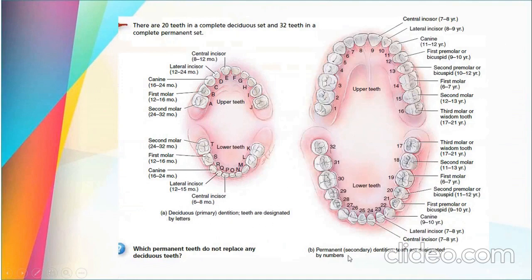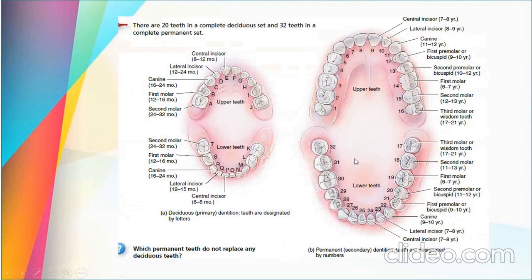Now next is the permanent, or the secondary teeth. They contain the central incisor, lateral incisor, canine, first premolar or bicuspid. Next is the second premolar or bicuspid. Next is the first molar, second molar and the third molar. These are the upper teeth of the permanent teeth, or the secondary dentition.